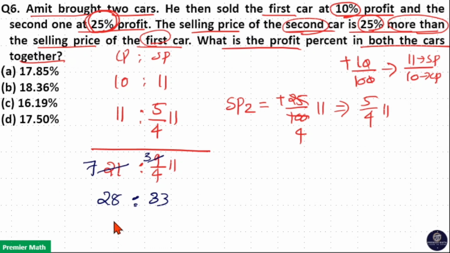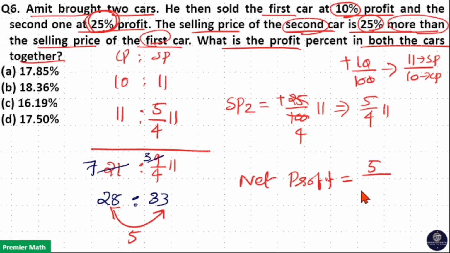If you take the difference, here the difference between total cost price and sell price is 5 part. So net profit is equal to sell price minus cost price, which is equal to 5 part. Total cost price is equal to 28 part into 100. Now 4 goes 7 times in 28, 4 goes 25 times in 100. So 25 into 5, 125. 125 by 7 is equal to 17.85%. So option A is your answer.